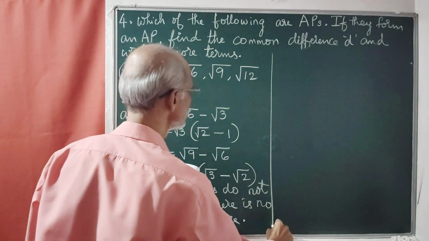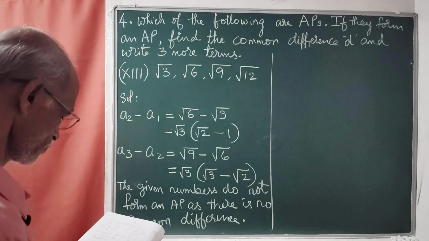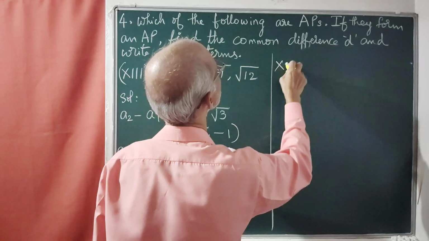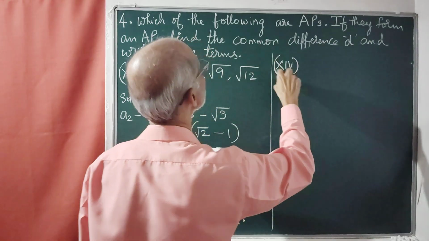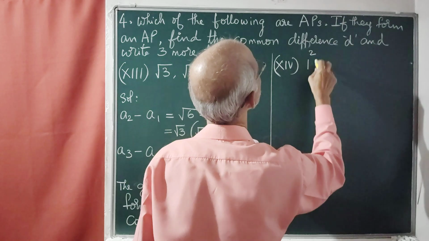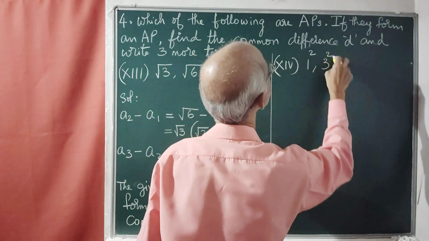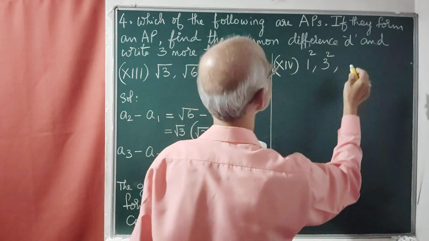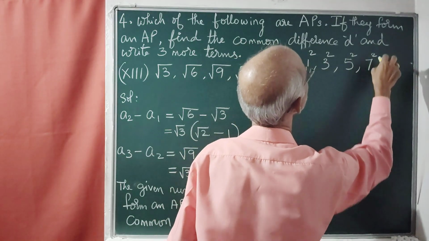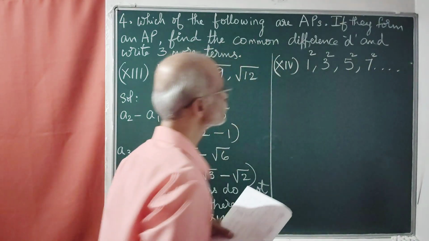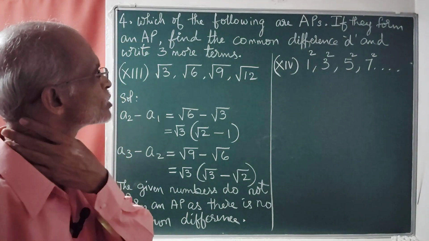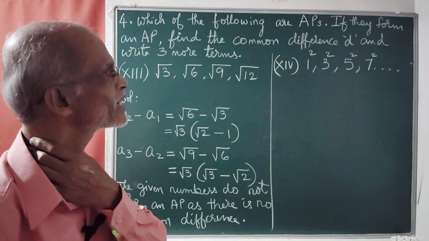Next sum, the fourteenth one. The given numbers are 1 square, 3 square, 5 square and 7 square.